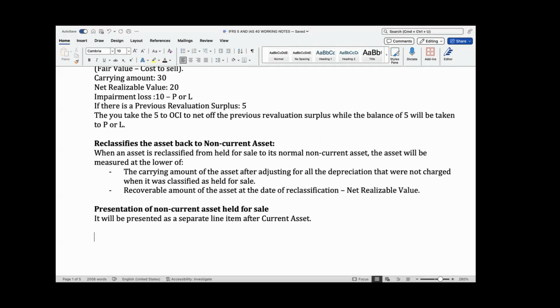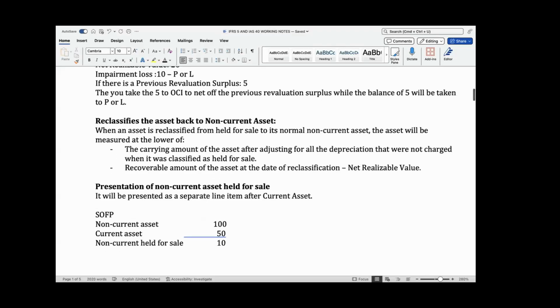So meaning that if you have in your statement of financial position non-current assets 100, current assets 50, underneath it you have non-current assets held for sale. We want to see it separately so that everybody will know that, okay, you present it as a separate line item.